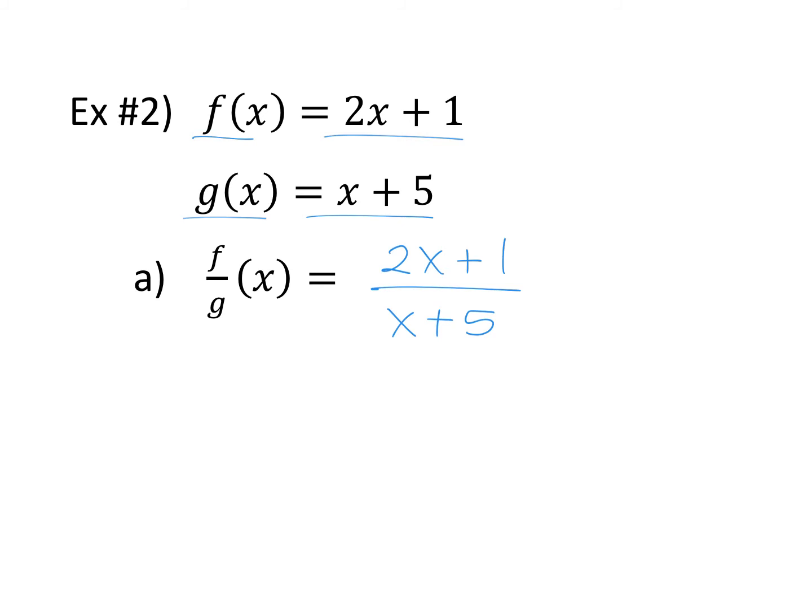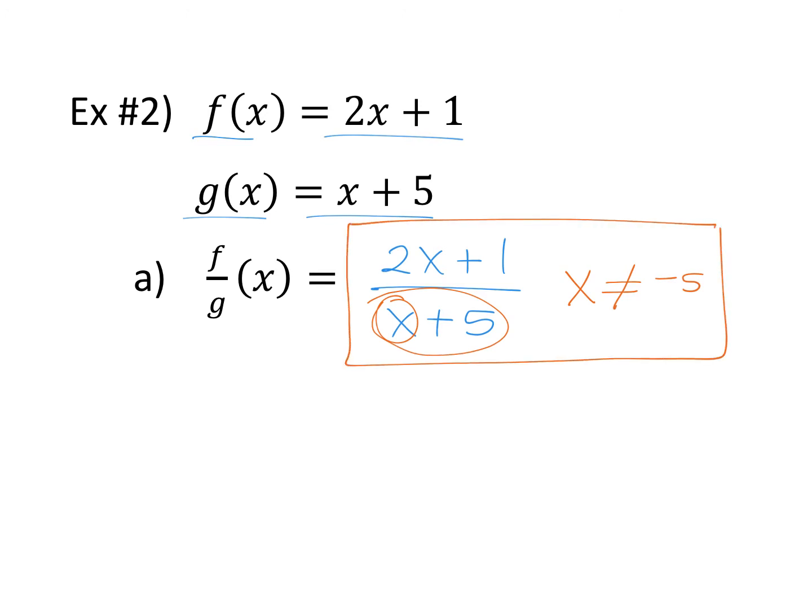Now, there's one other thing we have to say still, though. Remember what we said with division? There's restrictions. So what can x not equal right now? -5, right? This cannot be a -5 because then this whole thing would equal 0, and you can't divide by 0. So you just need to make sure that you state the restriction, x does not equal -5, and that will be your answer. Okay, so it's the one over the other, 2x plus 1 over x plus 5, but x cannot be a -5.